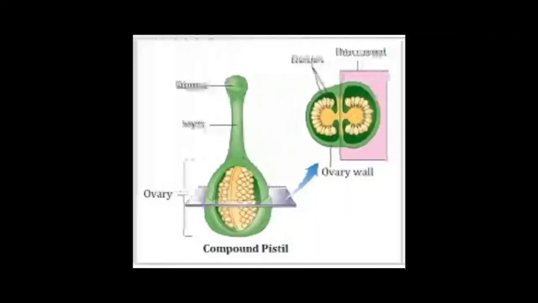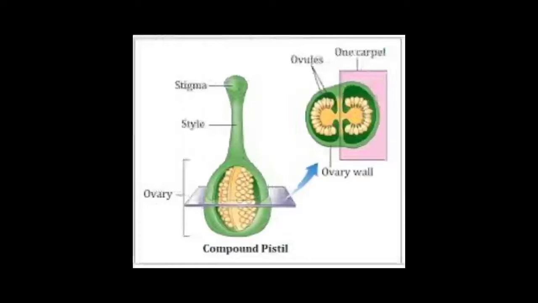The female reproductive organ is called the gynoecium or pistil. You can see a swollen bottom part called the ovary, where ovules are present. Seeds are produced in this part. On top of the ovary, there is a slender tube-like structure called the style. The topmost sticky tip of the style is the stigma. Pollen grains are received by the stigma.